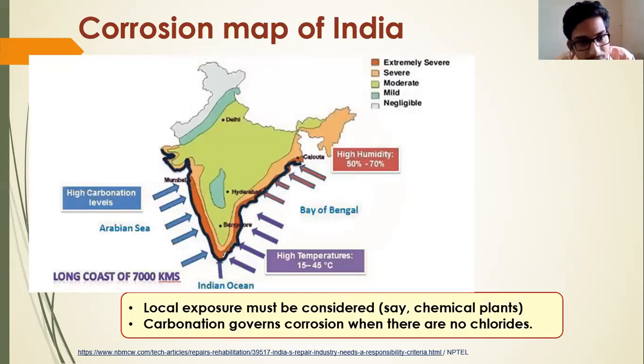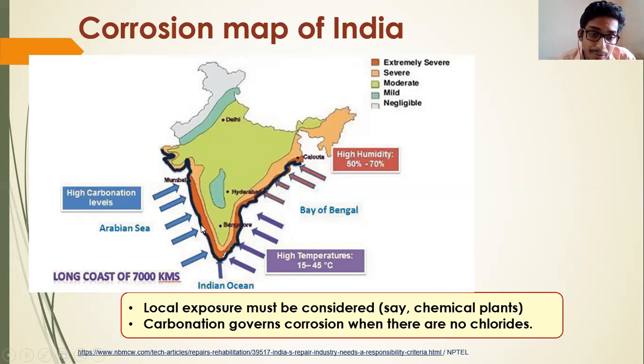Before doing this, we should know about the corrosion map of India. If you see our country map, the whole southern part, you can see the whole peninsula has a big coastal line. A long coast of 7,000 kilometers, the coastal line of 7,000 kilometers.